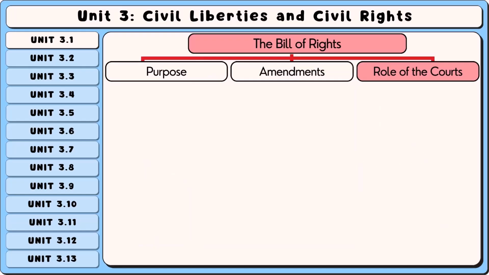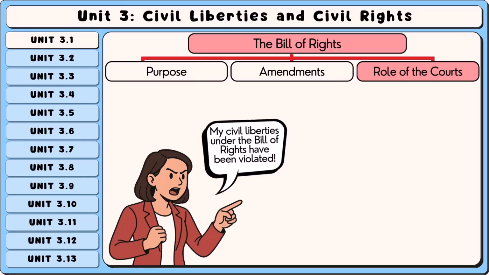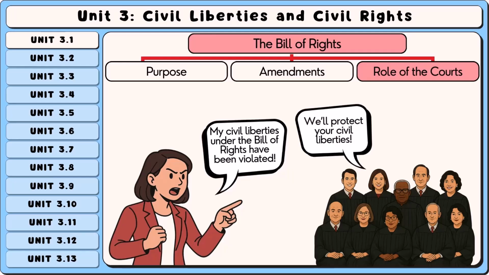Now let's move on to the role of the courts, which helps us see how these rights are protected over time. If someone believes their civil liberties guaranteed under the Bill of Rights are being violated, they can bring their case to the courts. Judges, especially those on the Supreme Court, decide how the Bill of Rights applies in real life.